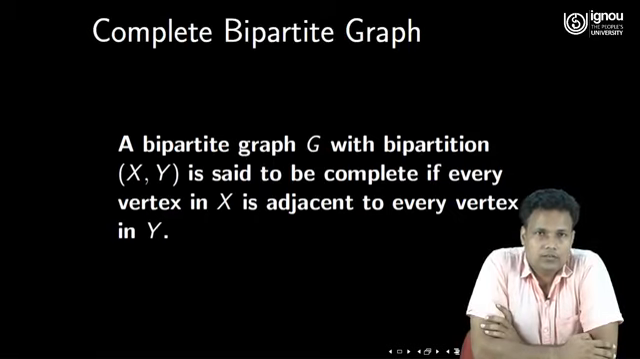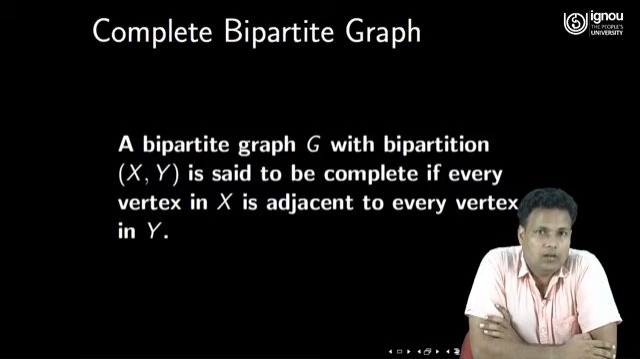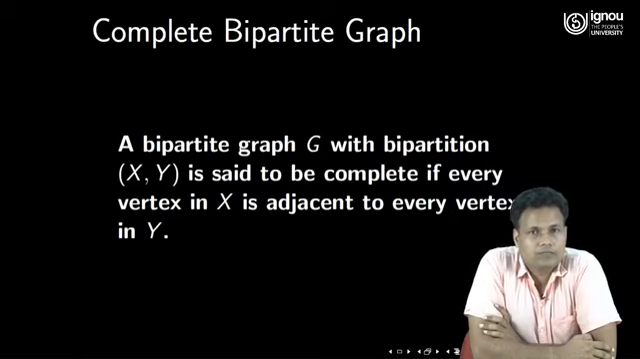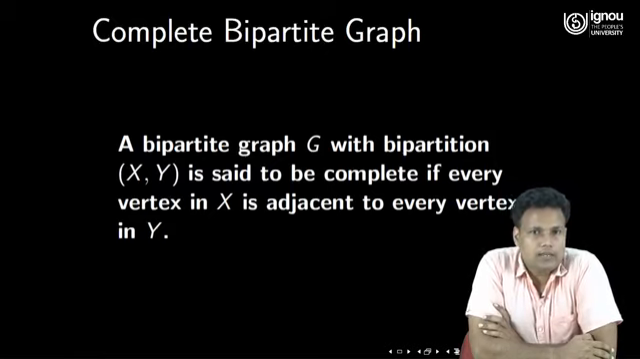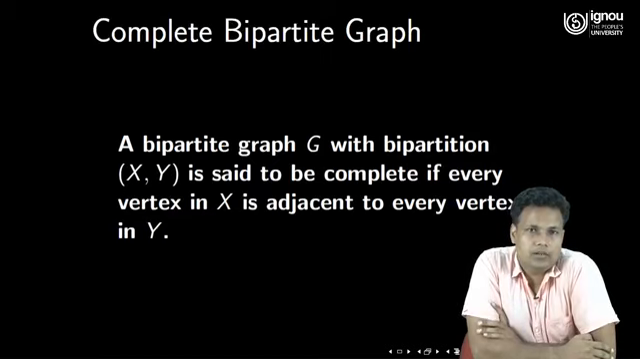Okay, now let's look at the definition of complete bipartite graph. In a bipartite graph, we have seen that every edge has one endpoint in one partite set and another endpoint in the other partite set, right? So in a complete bipartite graph, every vertex in one partite set is adjacent to every vertex in the other partite set, right? So in that case, it is called a complete bipartite graph.